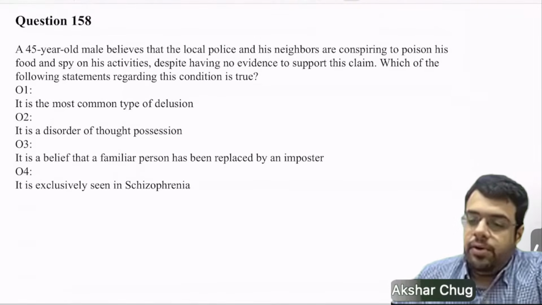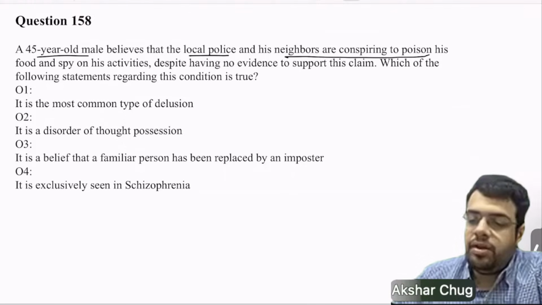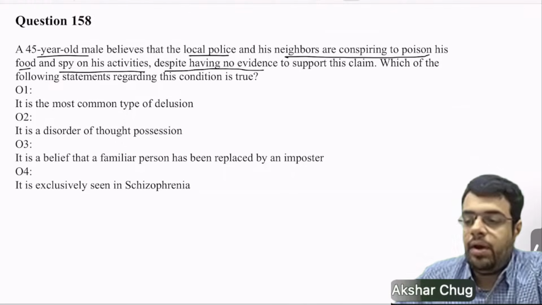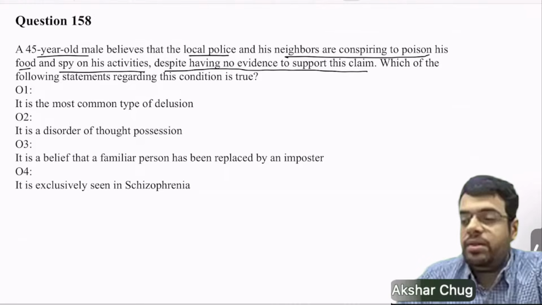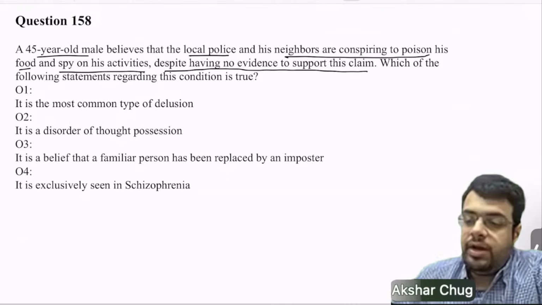A 45-year-old male believes that the local police and his neighbors are conspiring to poison his food and spy on his activities, despite having no evidence to support his claim. Now, what is this? This is the delusion of persecution. Which of the following statements regarding this condition is true?